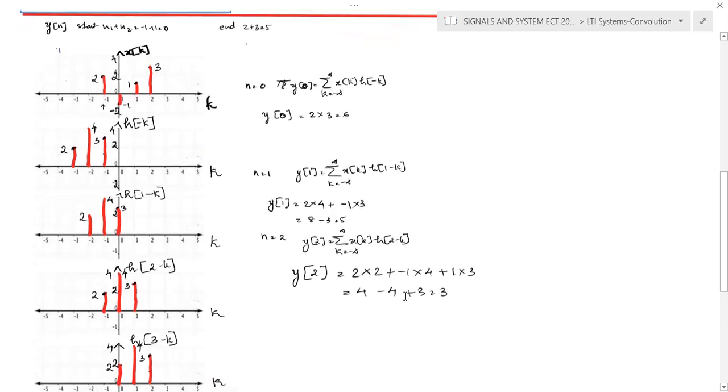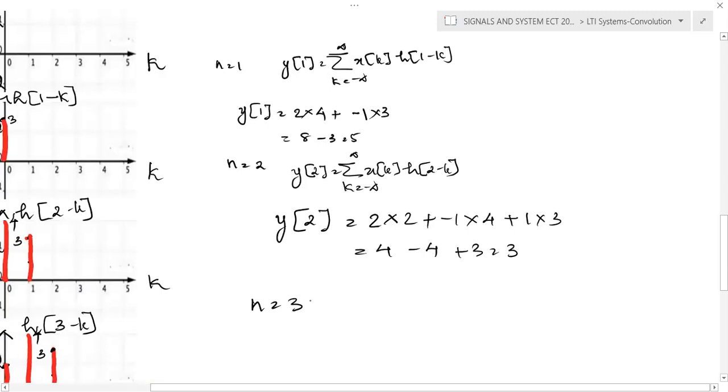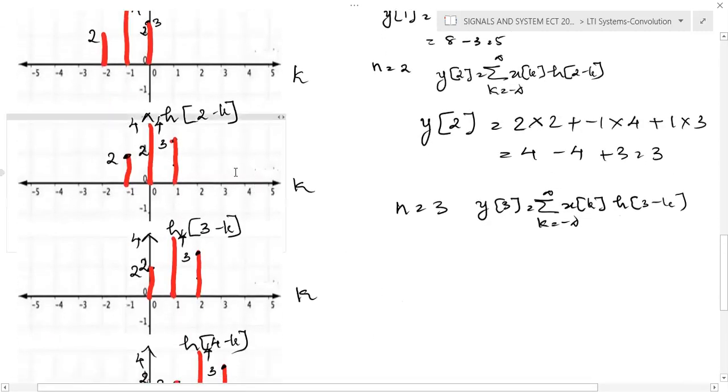Now we can evaluate at n is equal to 3. If we evaluate at n is equal to 3, the equation becomes y of 3, which is given by sigma k is equal to minus infinity to infinity x of k into h of 3 minus k. And we need h of 3 minus k. If you know the signal h of 2 minus k, you can shift the signal towards right 1 unit. So you'll get h of 3 minus k. And now we need to multiply the signals x of k and h of 3 minus k.